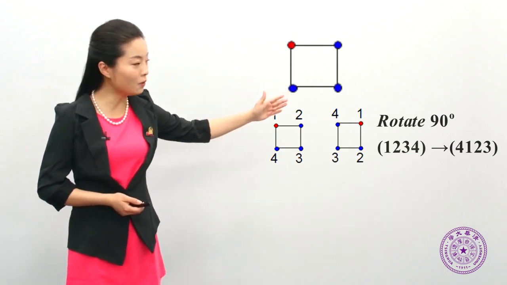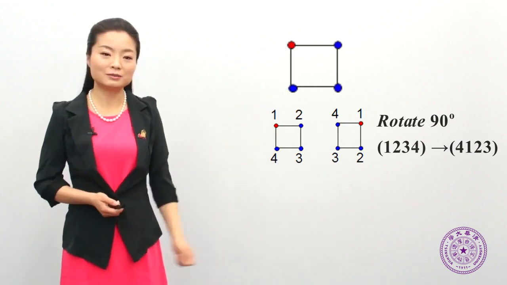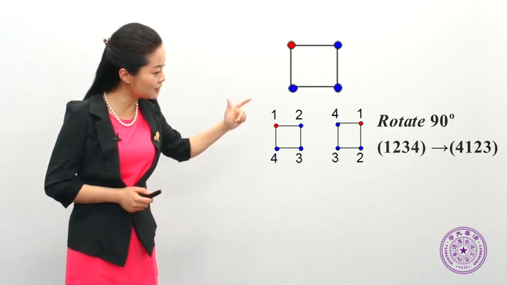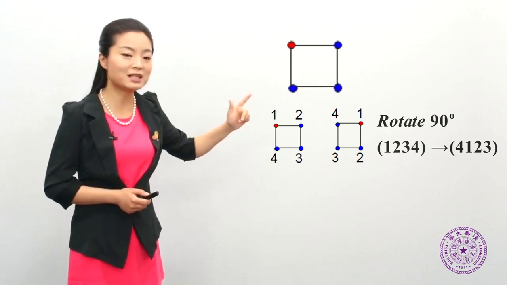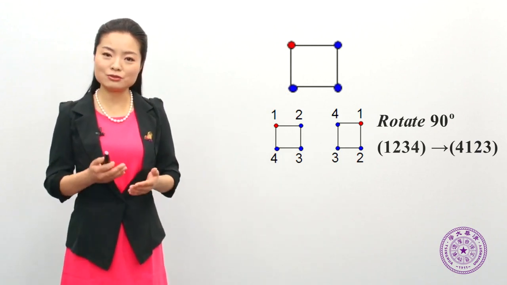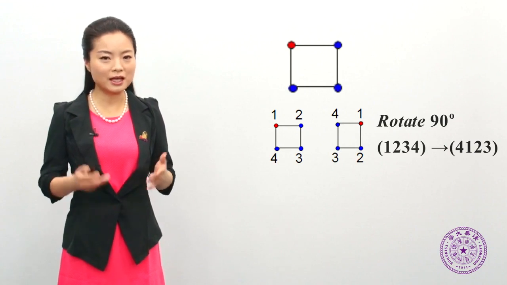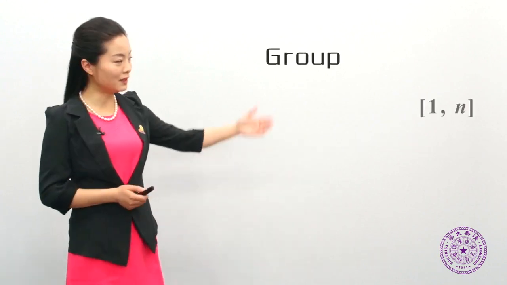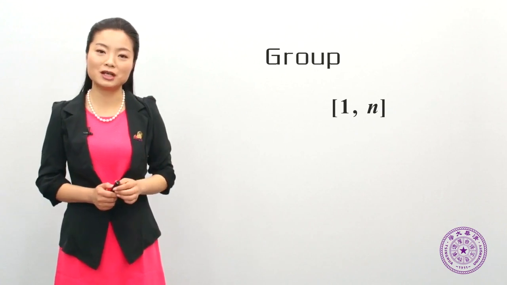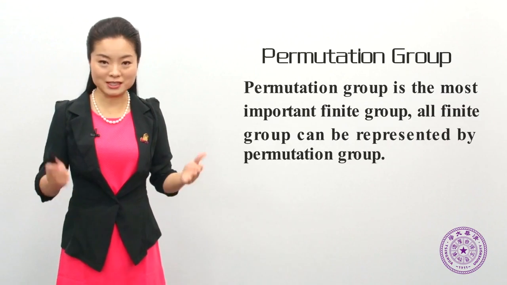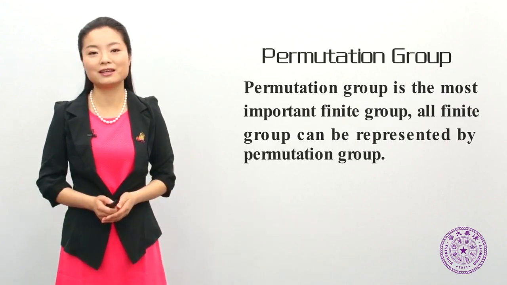We will realize, for example, if we perform a rotation of 90 degrees clockwise, the original 1, 2, 3, 4 should become 4, 1, 2, 3. Then we will have such a thought: for this kind of rotation, can we use a group to represent it? Actually, for this kind of group, we may use 1 to n to represent it. We know it as a permutation group. The permutation group is very useful because any finite group can be represented by it.